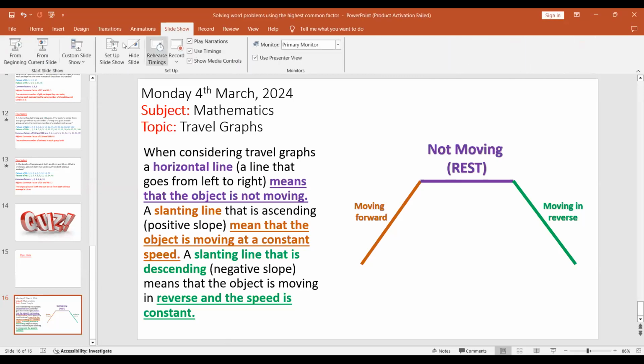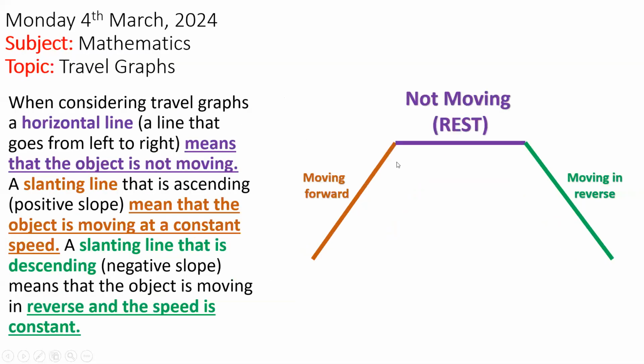So all I wanted you to know from this slide is what we mean when we say we have a line that is horizontal, right? What do we mean when we have a line that's slanted but ascending? And when we have a line that's slanted but descending? All right, so let's quick recap. When we have a line that is horizontal, what does that mean? It means that the object is not moving, or at rest. Very good. The object is not moving, it's at rest, it's stationary.